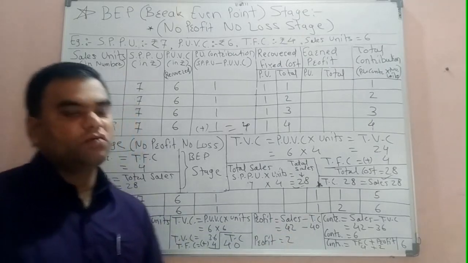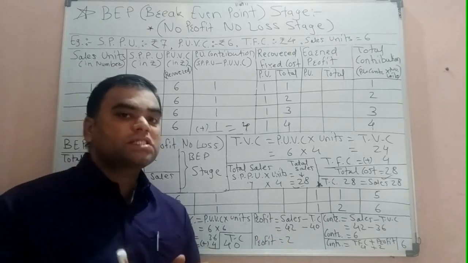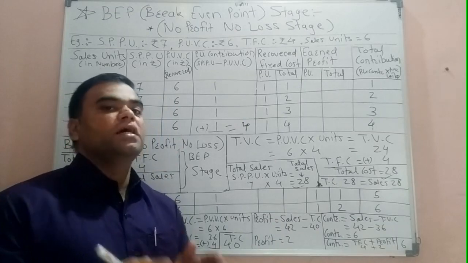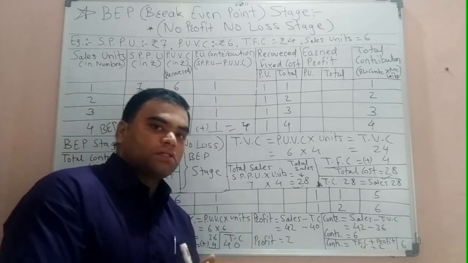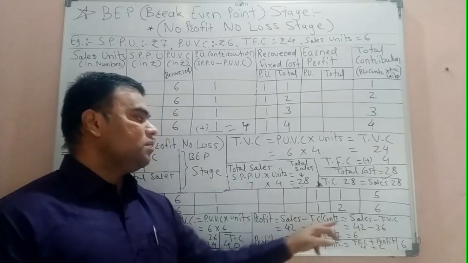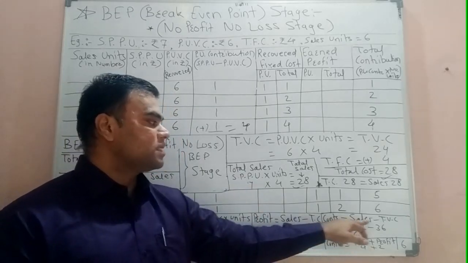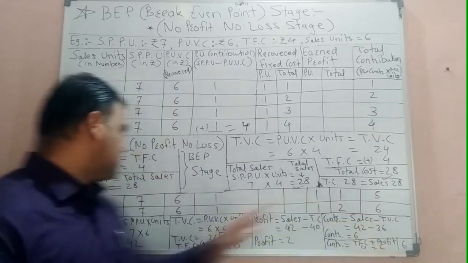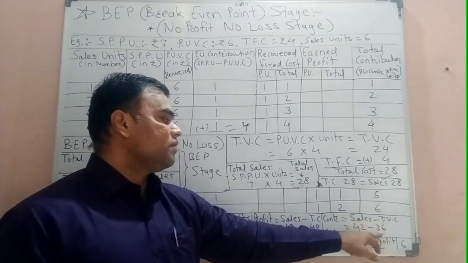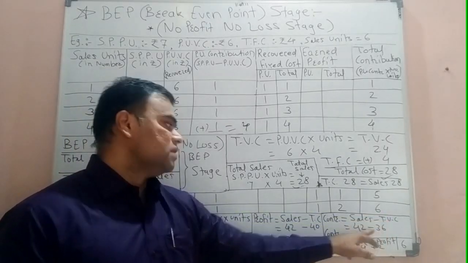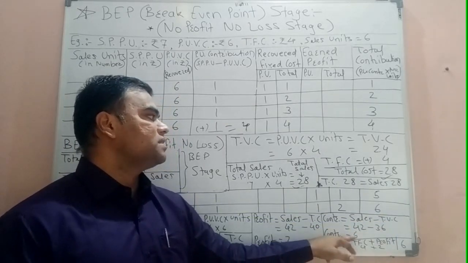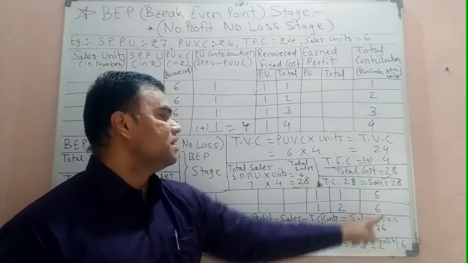Then what is meant by contribution? Excess of sales over variable cost, meaning sales less variable cost. Then 2 items remain, fixed cost and profit. That is known as contribution. So the contribution formula is: contribution is equal to sales less total variable cost. Sales is rupees 42, total variable cost is 36. So 42 less 36, total contribution is 6. You can see total contribution is 6.